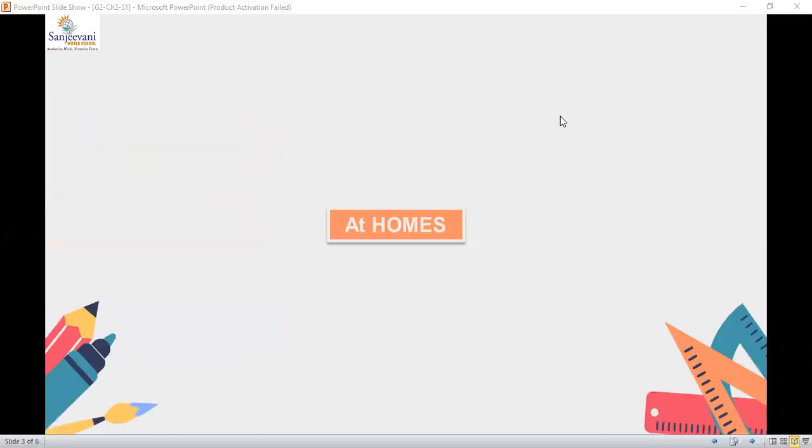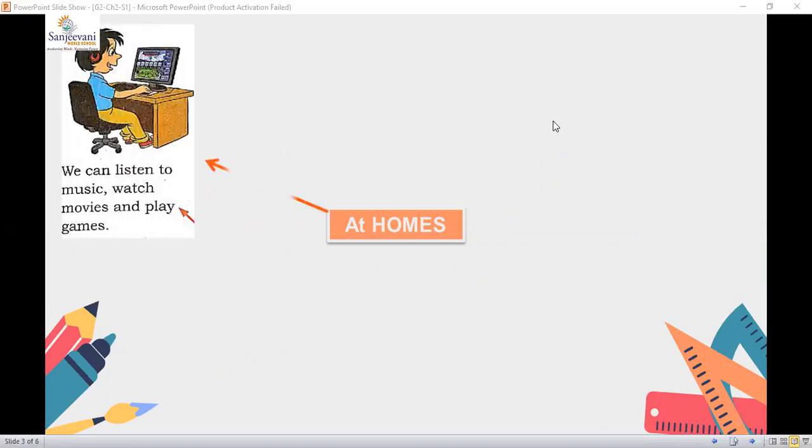So first we are going to see what are the uses of the computer at our homes. First, we can listen to music, watch movies, and play games using a computer at our home. Yes, we listen to music with a computer, right? We also watch movies on a computer, and we also play games on a computer.